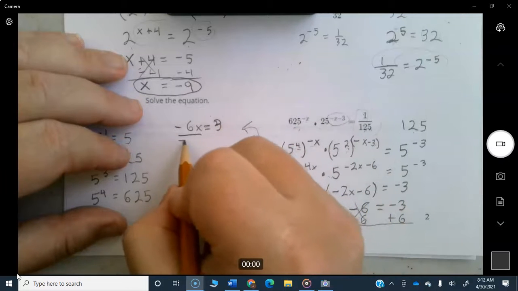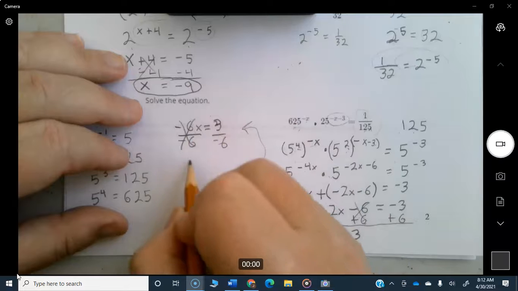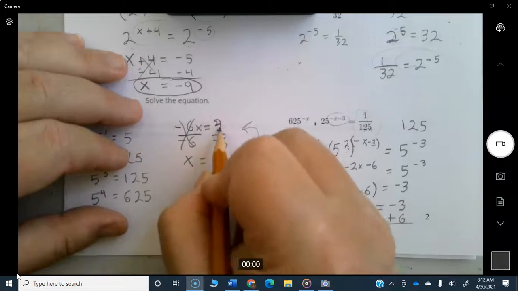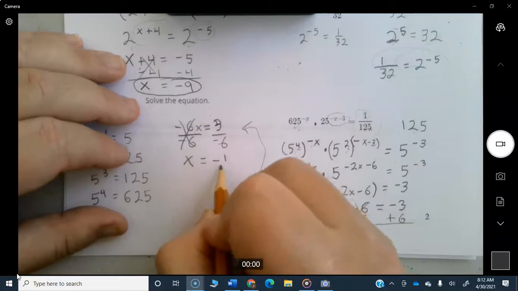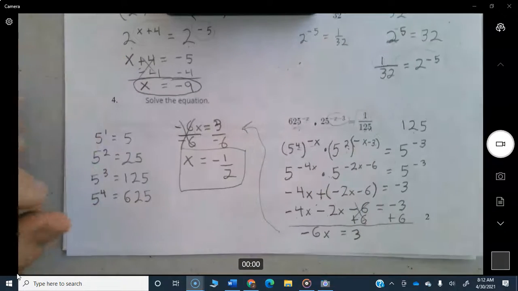Divide both sides by negative 6. These cancel and you have just x by itself, positive x, equals 3 over negative 6, which is negative 1/2. And that is your final answer. Okay?